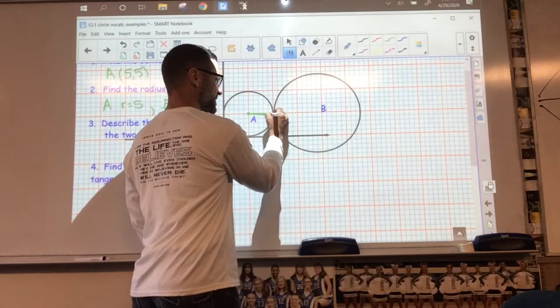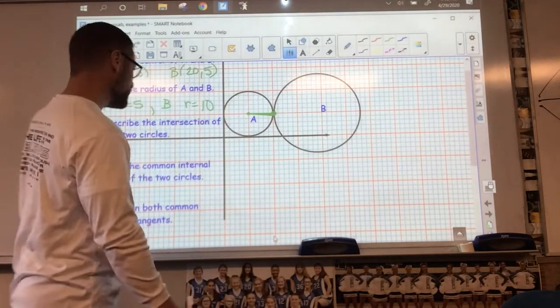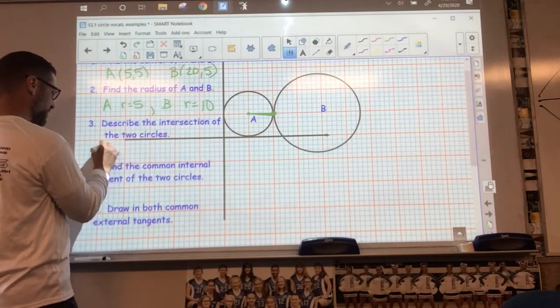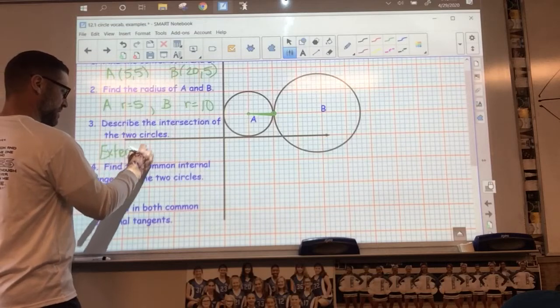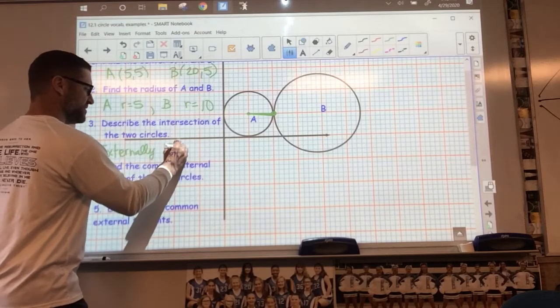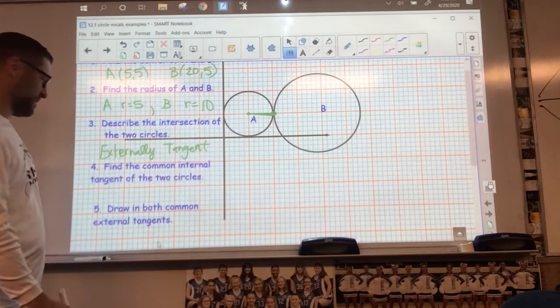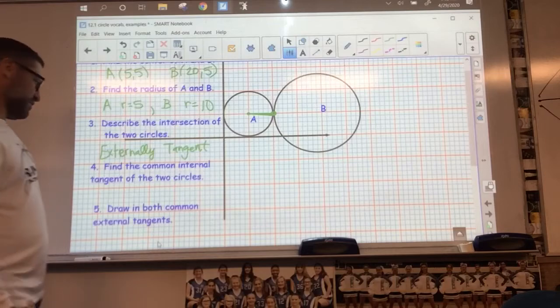Describe the intersection of the two circles. Well, those two circles hit in one spot. They hit in that one spot. And they're outside of each other. The vocab is they are externally tangent to each other. Externally tangent.